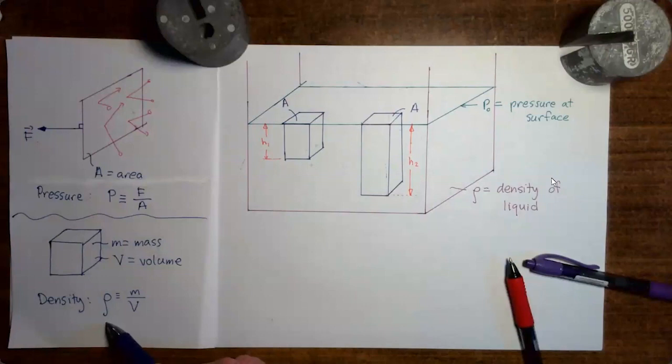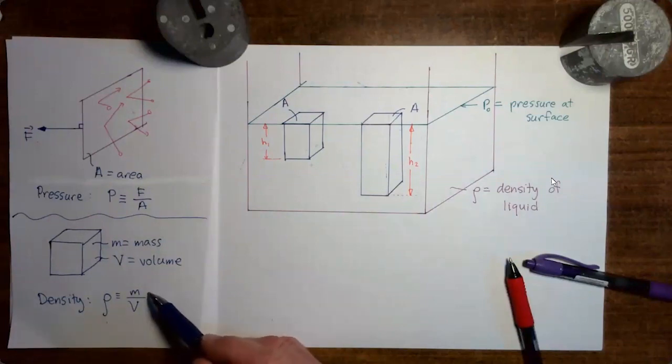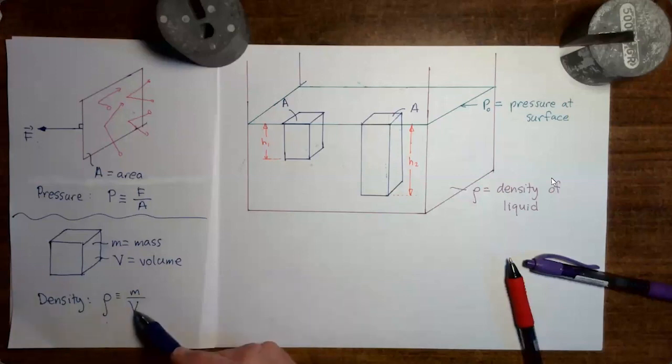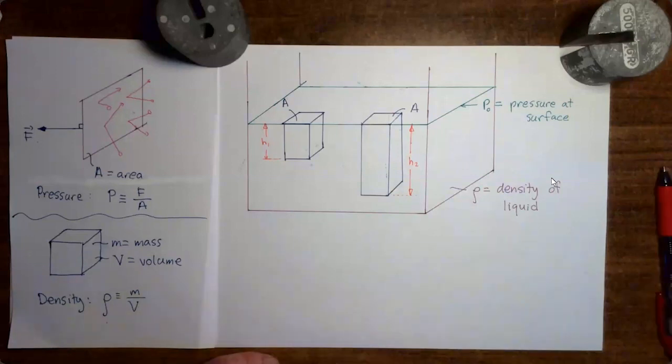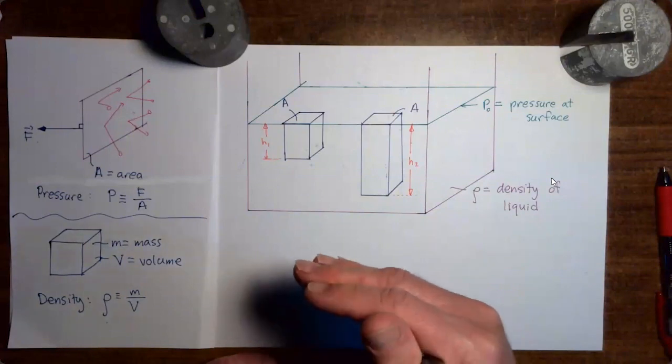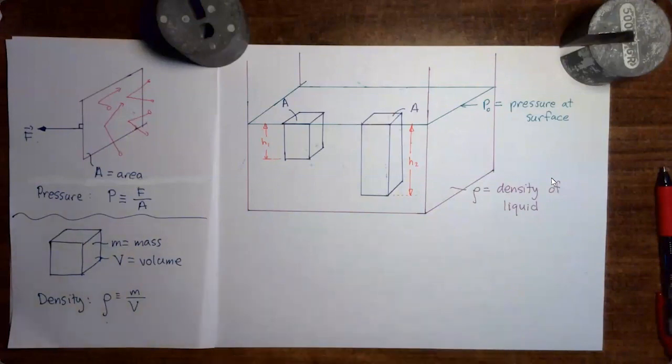I've also introduced you to the density. The density is the ratio of the mass of some piece of material to its volume. Now let's get to the question of why pressure increases as you go deeper into a fluid.